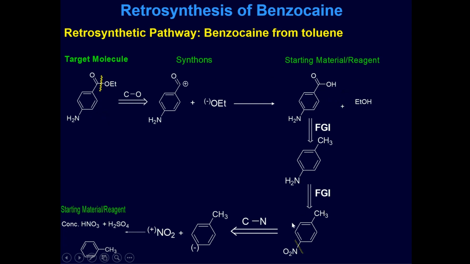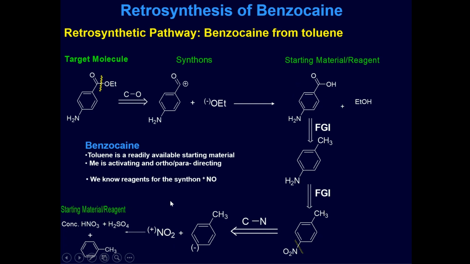This is the reverse of synthesis: breaking up the target molecule into synthons to get the starting material and reagents, and then combining the starting material toluene and treating it with various reagents, I will get the corresponding benzocaine. This is all about the simplest form of explanation of retrosynthesis.